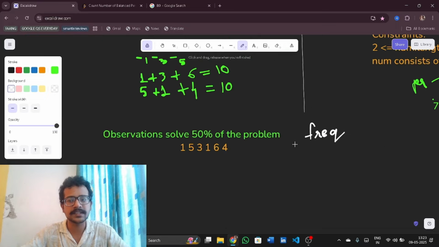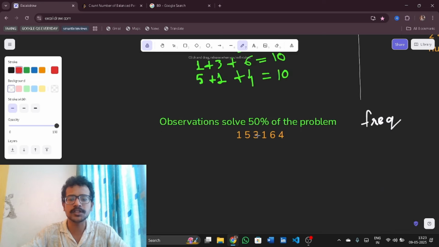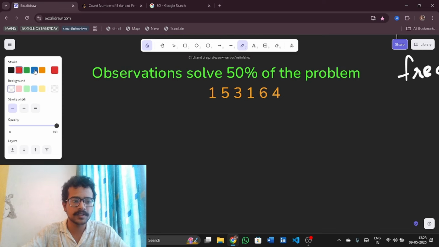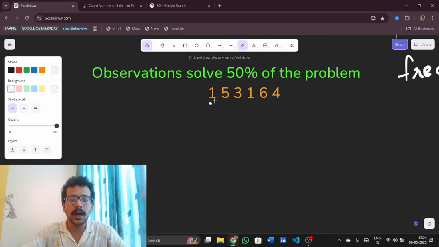As I said, the brute force will fail for sure. Now, what are the observations? Just observe what I am saying. 1, 3 and 6 give me 10. The even indices give me 10, and the odd indices also give me 10.